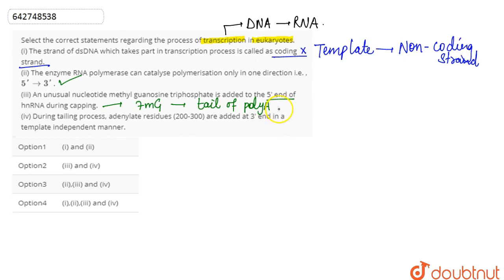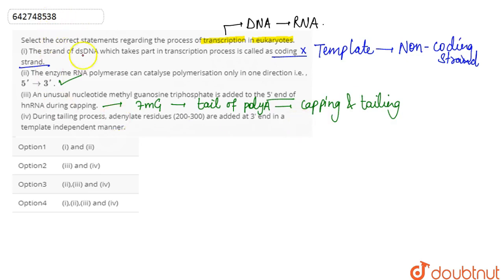These processes are respectively called capping and tailing. The cap is a chemically modified molecule of guanosine triphosphate.